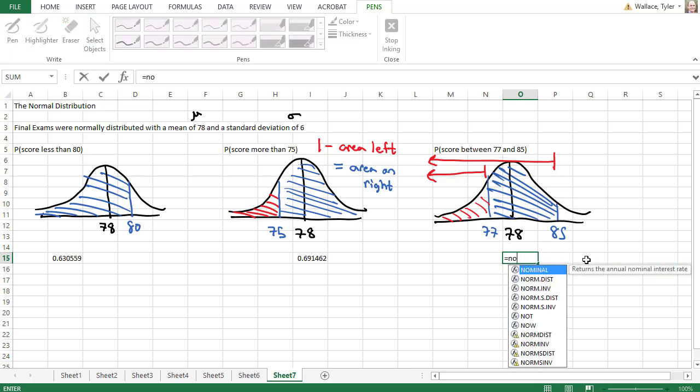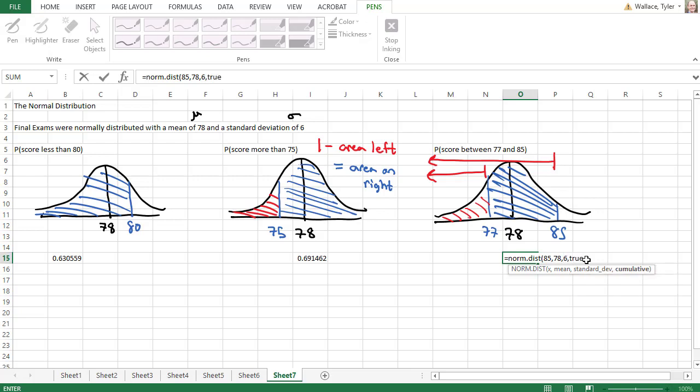So we can type in equals norm.dist, open a parentheses. We'll start with the 85, because we want all the area to the left of 85. The mean is 78. The standard deviation is 6. We always say true. And then we're going to subtract off the part we don't want, the norm.dist, everything to the left of 77, where the mean is 78 and the standard deviation is 6. Always true. And close the parentheses. And when we hit enter, we find the area between these curves is 0.4445.